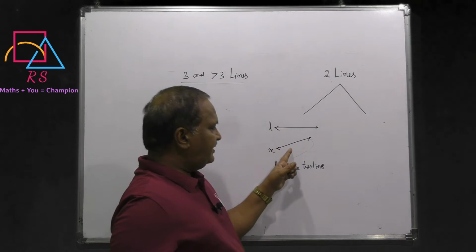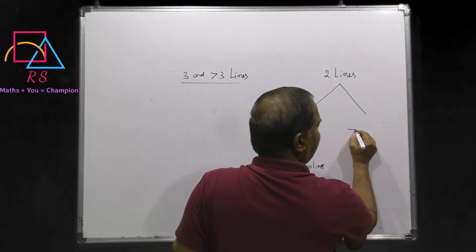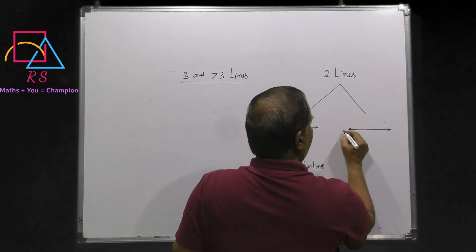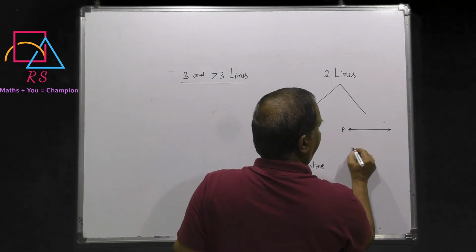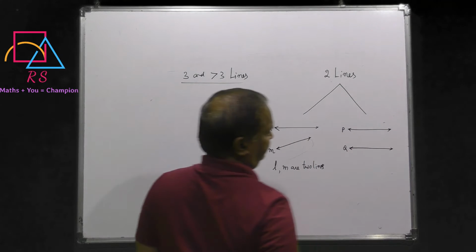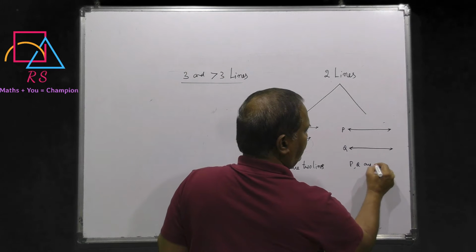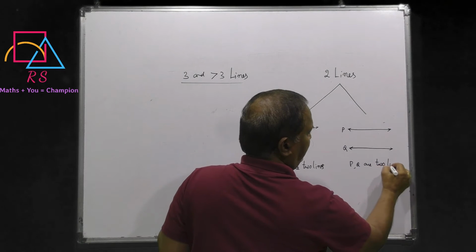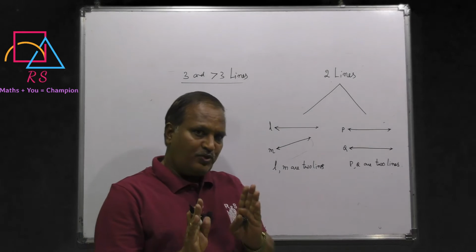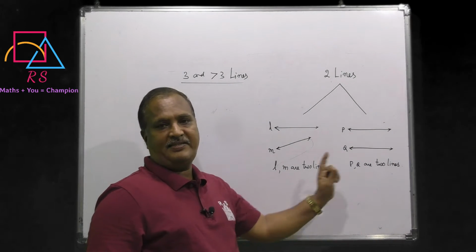So this is one possibility. I will draw one more set of lines, because here I am taking only two lines. So P is one line and Q is one more line. So P and Q are two lines. So in these two ways, there are only two possibilities. One is like this, one is like this.